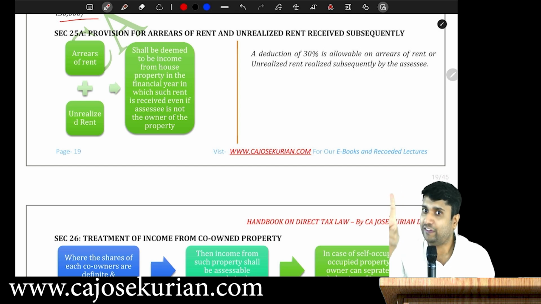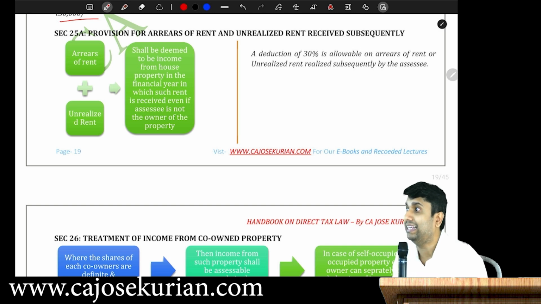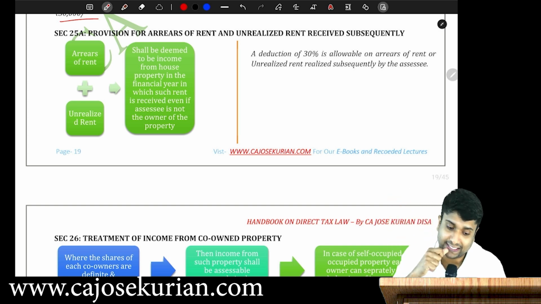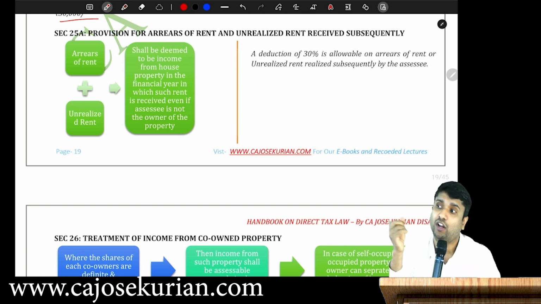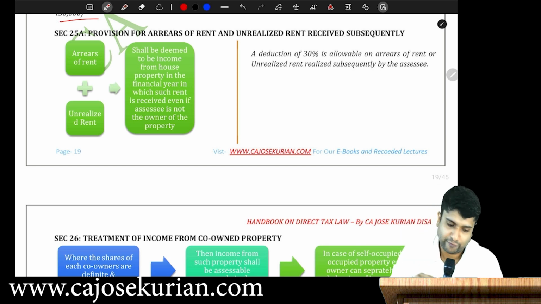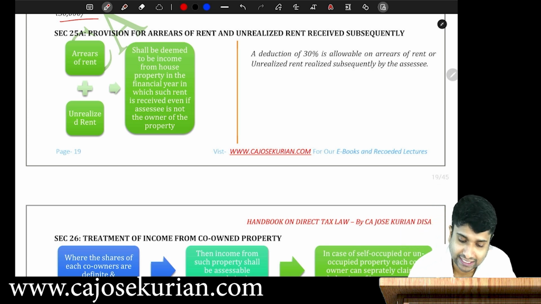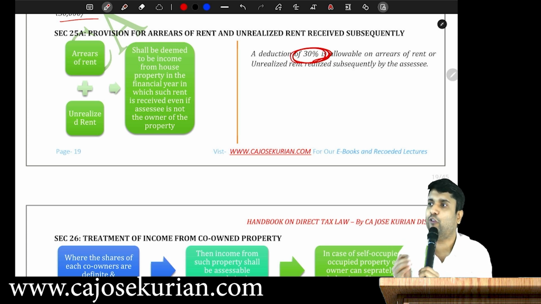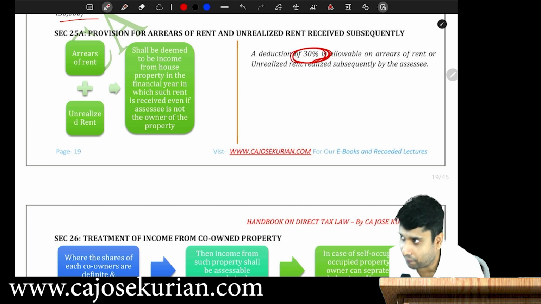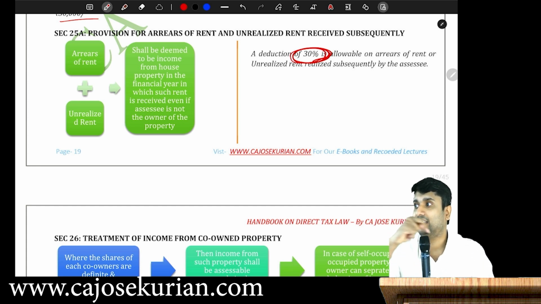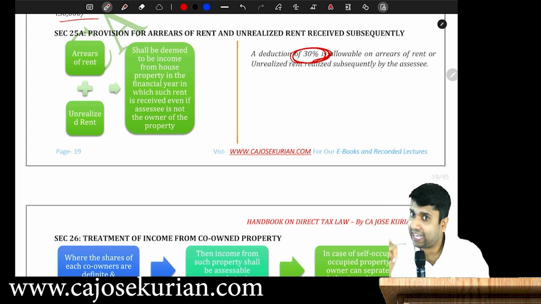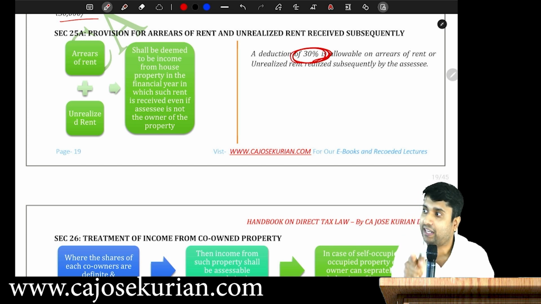In the year of subsequent receipt, that 4 months rent has to be treated as my income. It is treated as subsequent recovery of arrear or unrealized rent. Then from that 4 months rent, I can claim 30% standard deduction. The rest shall be fully taxable under the head house property. Are you with me? And there is one interesting fact. That has to be taxed under house property whether or not I own that particular property in the year of receipt.